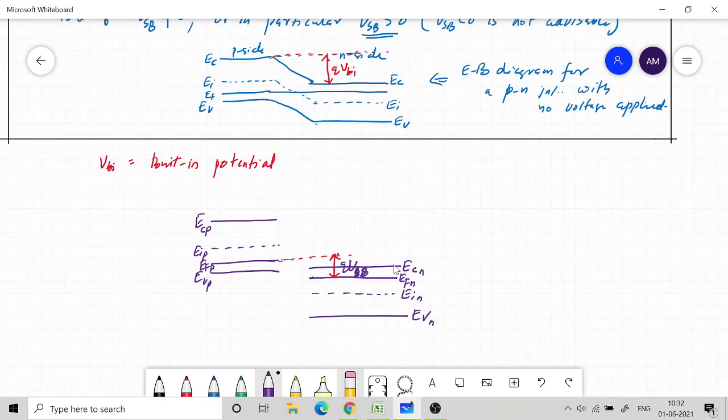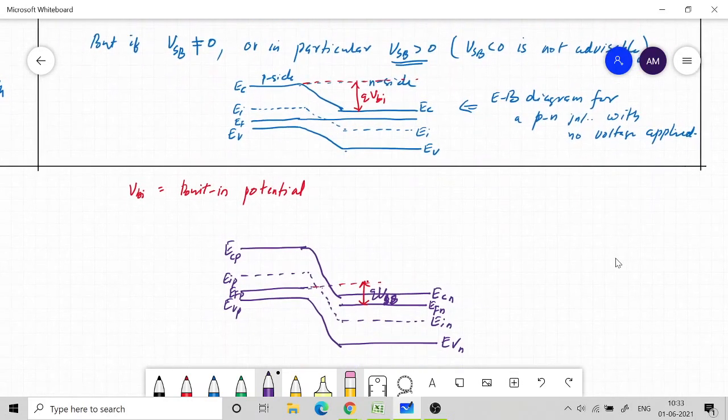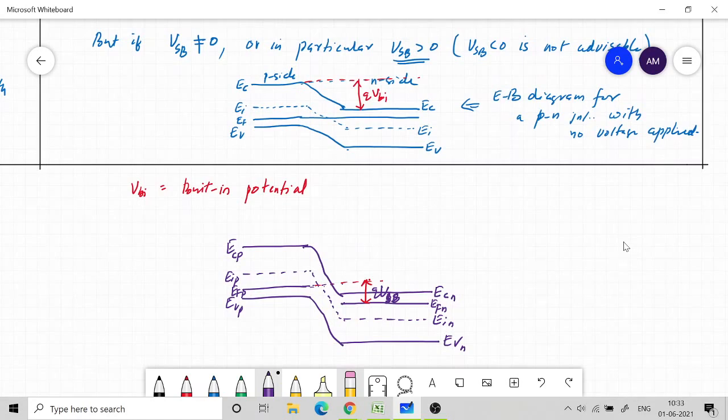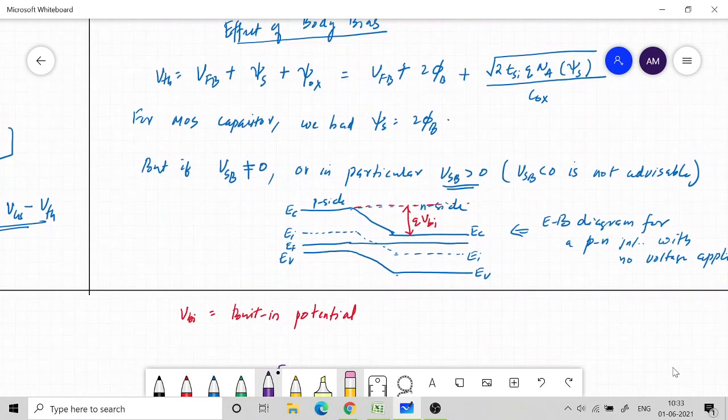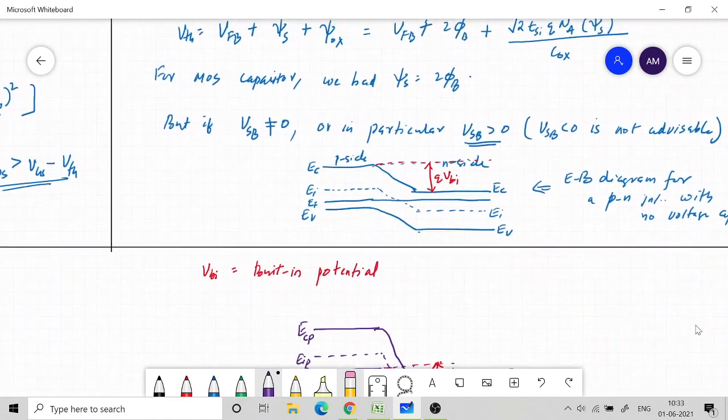So VSB is positive, that we can do, which will basically shift the Fermi level like this, and there will be a large slope here. This is the intrinsic level, so there is more slope. By applying reverse bias, you are basically creating a larger barrier. Earlier a barrier was there, now it will be a larger barrier. So this is basically the scenario. Because of this, what is going to happen is that the depletion region will increase.